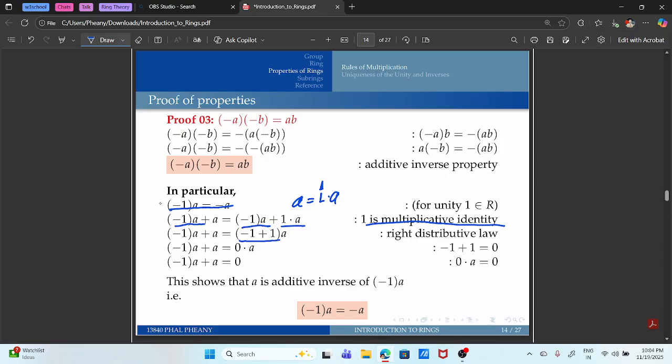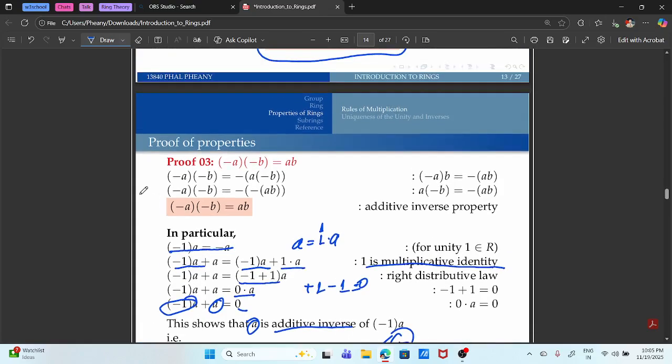So we see that minus 1 plus 1 is equal to 0. Yes, 0 times a. Since we know that 0 times a, by property number 1, is equal to 0, we get minus 1 times a plus a equal to 0, by the additive inverse definition. This shows that a is the additive inverse of minus 1 times a. So we can write minus 1 times a equal to minus a. So we are done with the proof of property number 5.